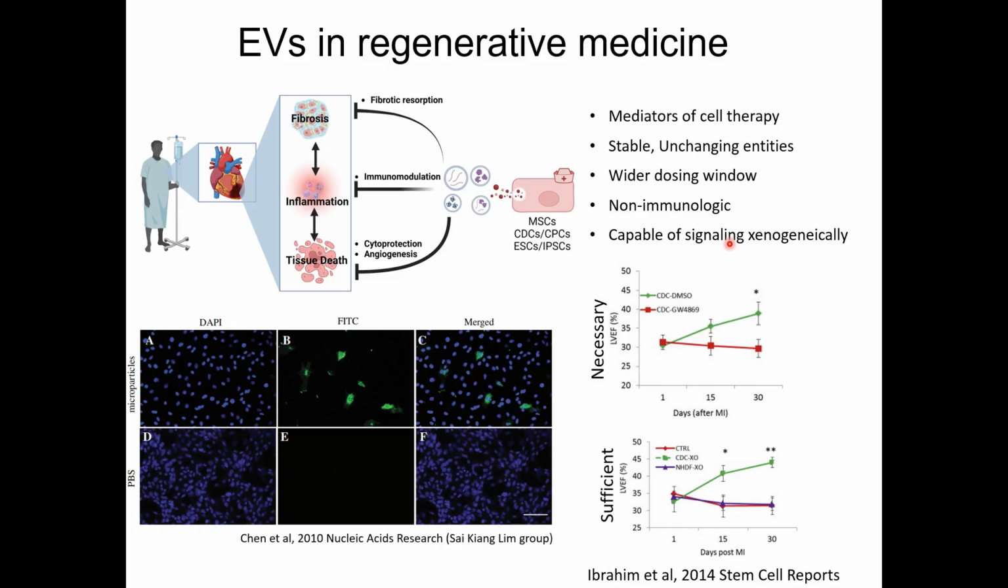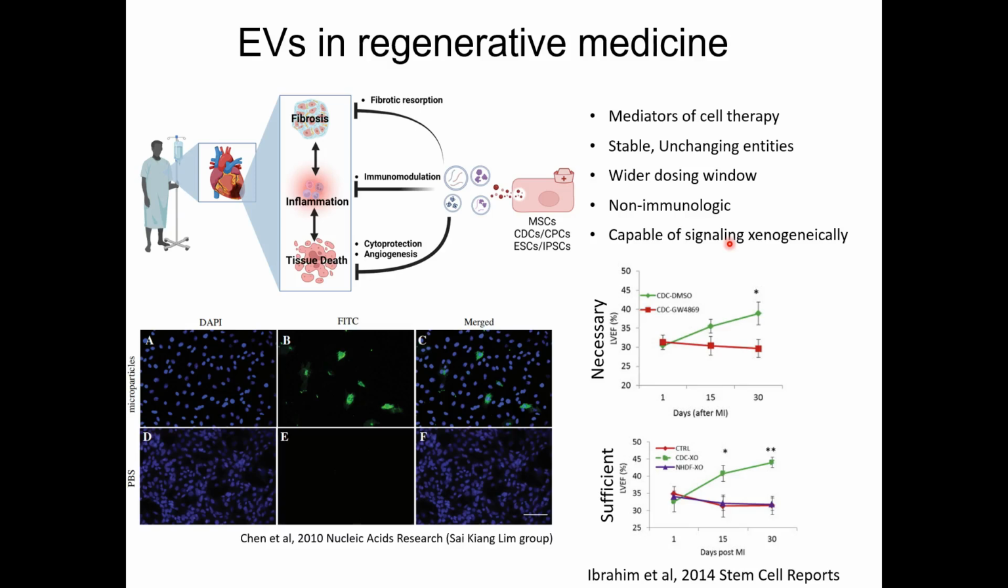In this second part of my presentation, I'll focus on EVs in regenerative medicine. And from a historical standpoint, the way that we found ourselves to EVs was the realization that many of the cells that were being used, whether they're MSCs or CPCs or CDCs or any of the cell therapies that have been tested, they're very transient. They only last a couple of weeks after injection, and then they're gone. And yet the effects that they have are enduring.